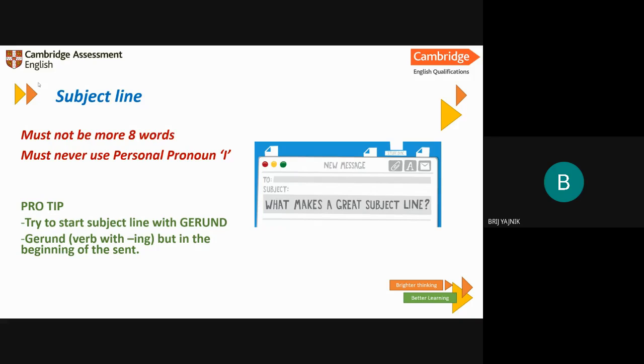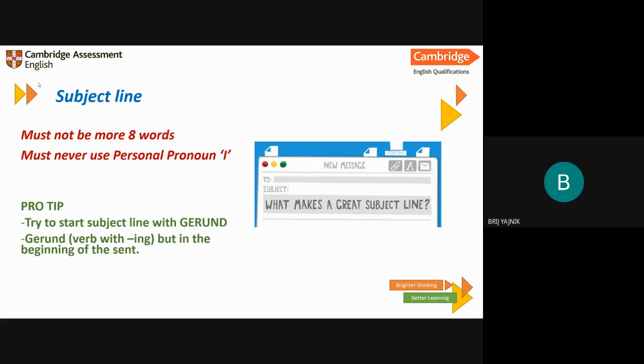And I've given you a very good tip. This tip actually improves the way you write your subject line. Once again, I will say it. This tip actually improves the way you write your subject line. I'll repeat it again. It improves, okay? So it's not a compulsion, but it does improve the way you write your subject line.